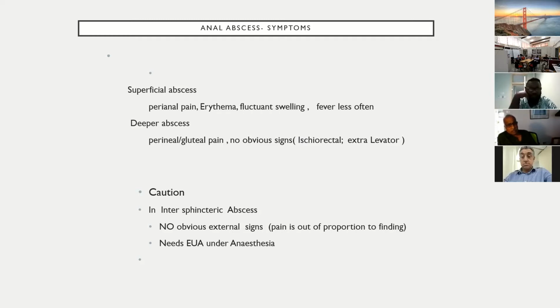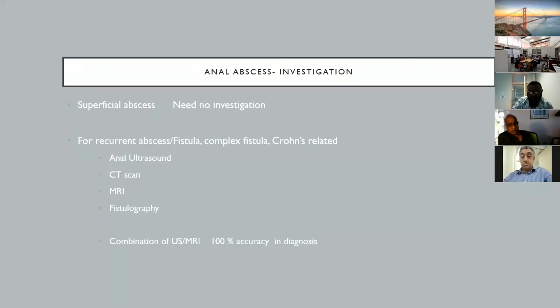One thing I would like to caution is intersphincteric abscess. The patient will have extreme pain, but when you examine them, you don't see any signs of it. So no obvious external signs. Pain is out of proportion to the finding. If you examine the patient under anesthesia or even in the office, you should be able to feel a swelling in the anal canal.